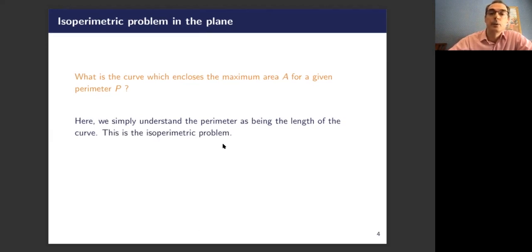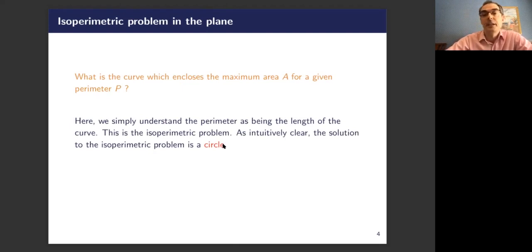So this is what we call the isoperimetric problem. As is intuitively clear, the solution to the isoperimetric problem should be a circle. And therefore, the shape that maximizes area for a given perimeter P is going to be the disk.